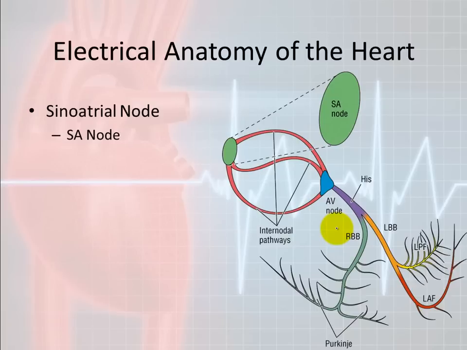The SA node. First of all, the SA node, as you can tell, is this little sucker right up here. You can see it right there. This SA node is located up here in the right atrium, in the upper part of the right atrium. It's just below, located just inferior to the superior vena cava. The SA node is also considered the heart's primary pacemaker.